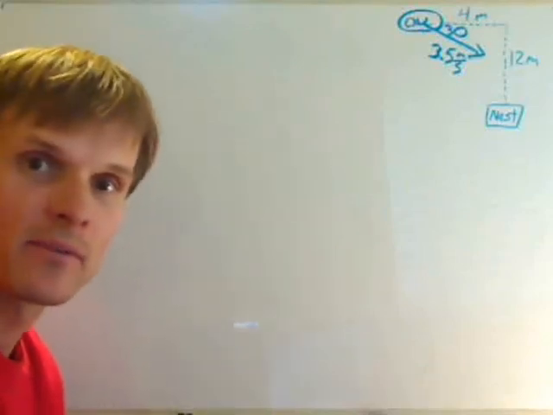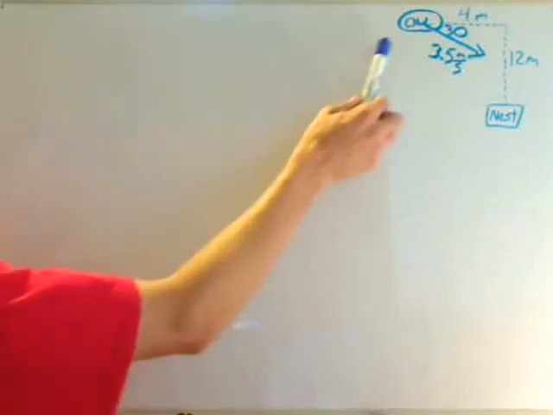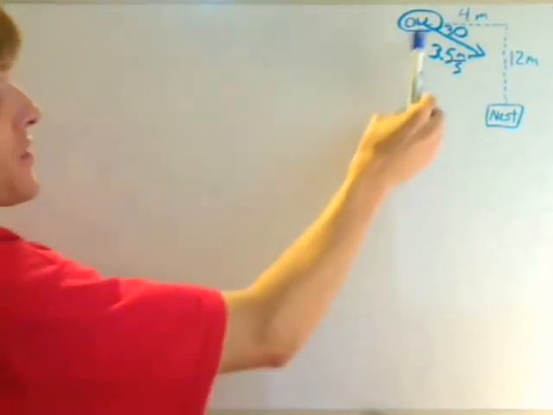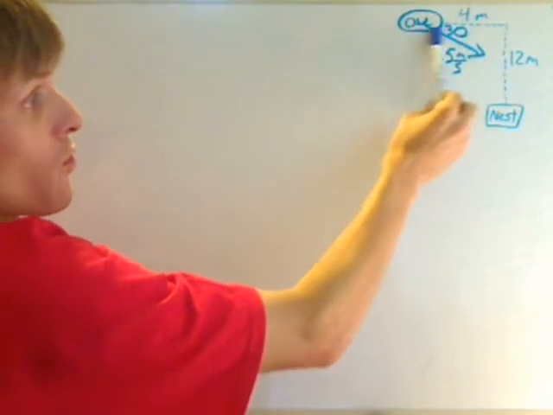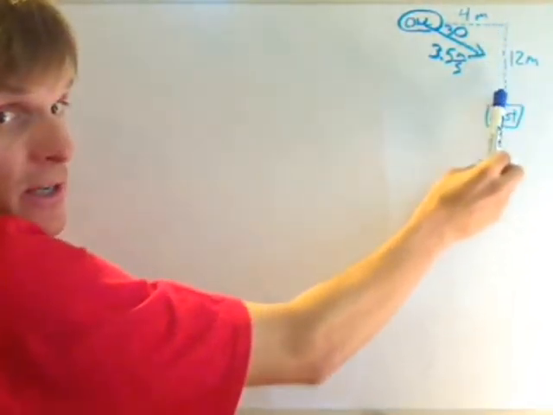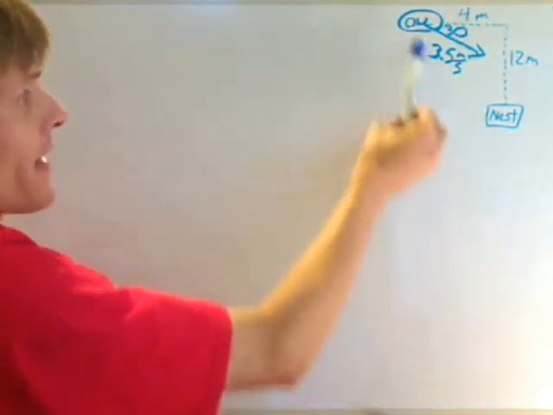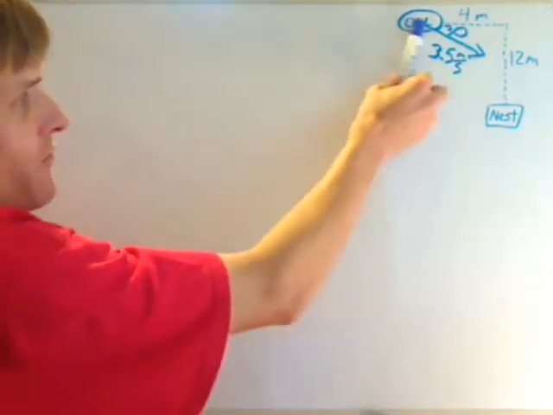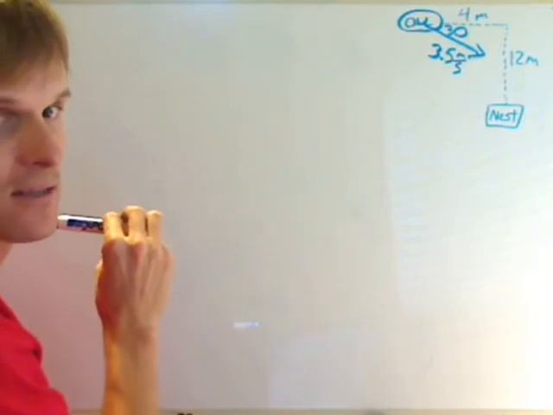Okay, so here's the setup for this problem. We have some owl that's flying, and it's 4 horizontal meters and 12 vertical meters from a nest. And it drops a mouse. This owl's trying to return to its nest, feed its young, and this mouse falls out of the owl's talons.